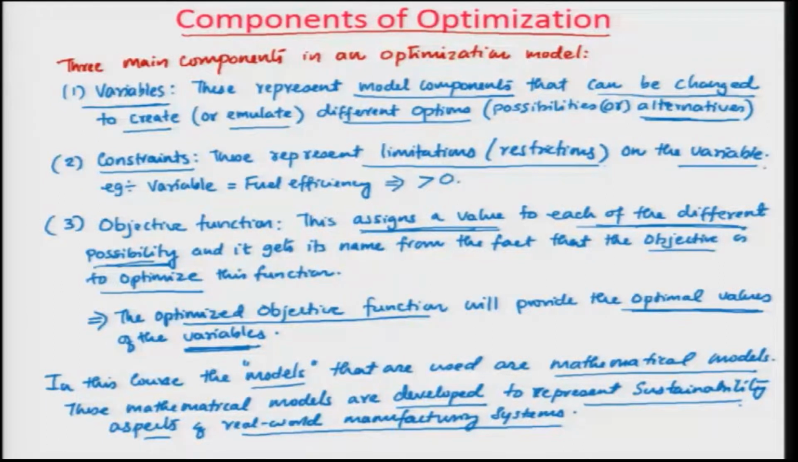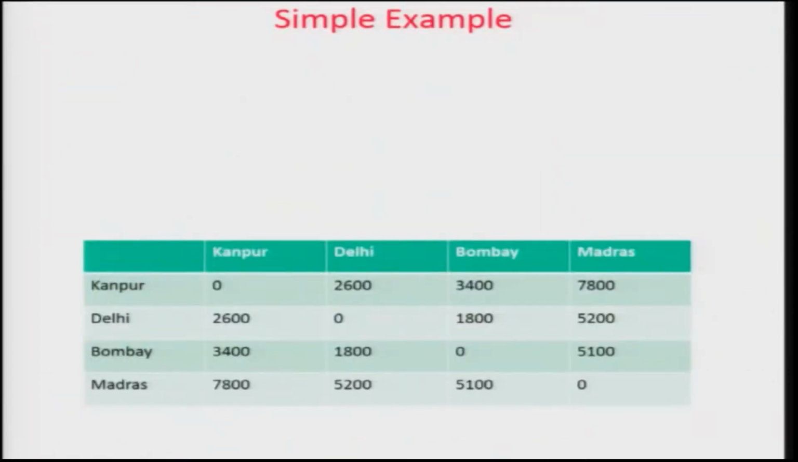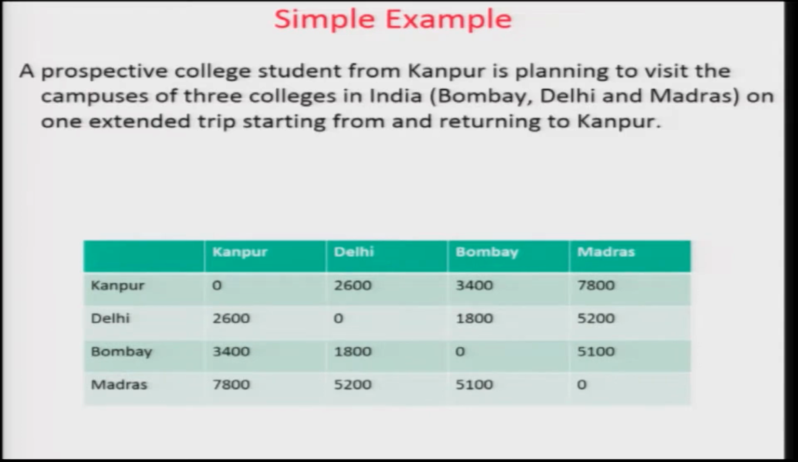Now, with this understanding of the components of optimization, let us get into a simple example of this problem. Let's think about a scenario where a prospective college student from the city of Kanpur is planning to visit the campuses of 3 colleges in India: Bombay, Delhi and Madras. The student is going to visit IIT Bombay, IIT Delhi and IIT Madras on an extended trip, starting from and returning to Kanpur.